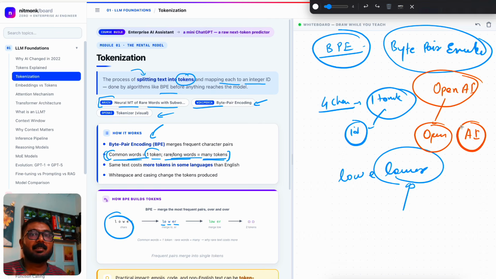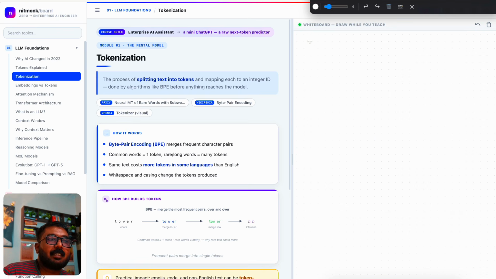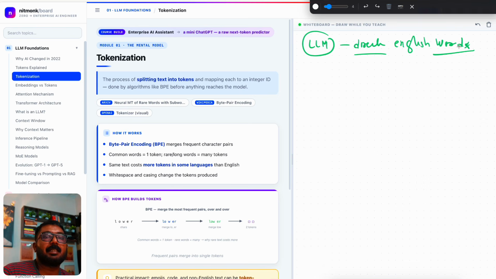Like, let's say nationalization, right? Nationalization gets cut into 3 pieces. So that's byte pair encoding: nation, al, and ization, right? That's how these tokens work. So why is it really important? Because if you think that an LLM can store or communicate with direct English words, correct, then it will become a very, very big vocabulary.